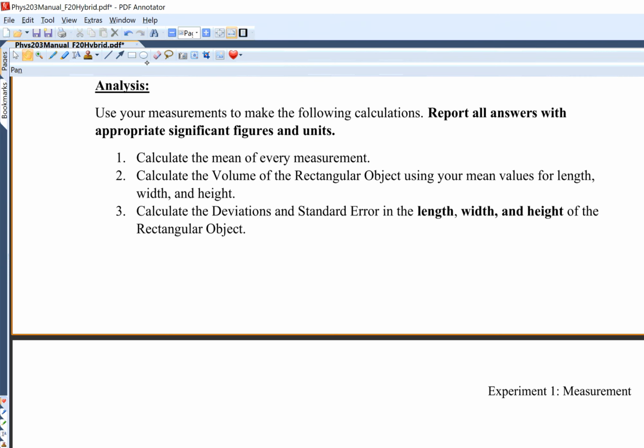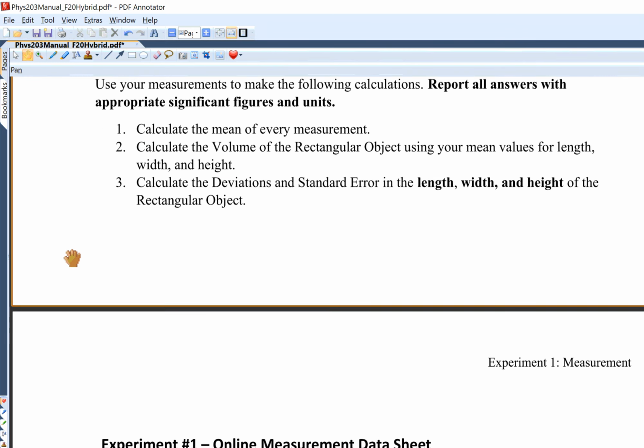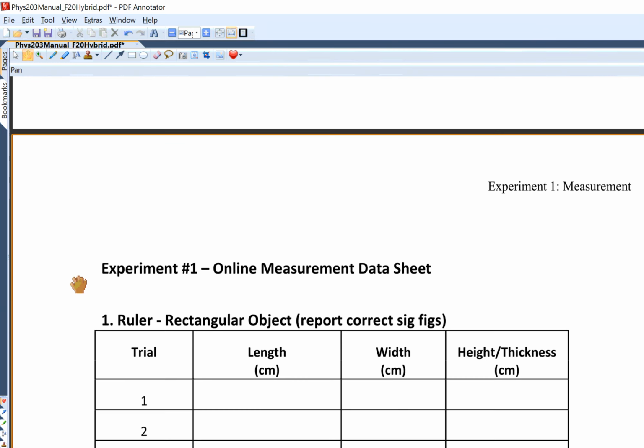Okay, now having gone through the theory behind measurements and the procedures for what you're going to be doing in those three different things, where you're using the ruler to measure the dimensions of a block, you're using the vernier caliper, you're going to do those online activities, and then finally you're creating your own form of measurement. Now you're going to do your analysis, having collected that data, and do some different calculations. So I'm just going to step you through this.